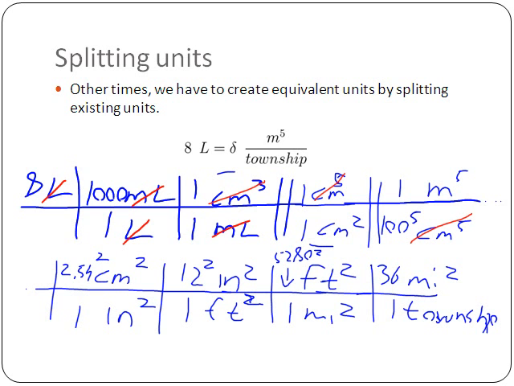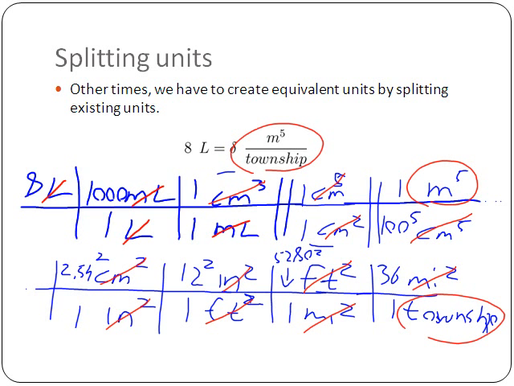Let's make sure our units cancel. We had centimeters squared on the bottom. That cancels with centimeters squared up here. Then inches squared to inches squared, feet squared, miles squared to miles squared. Our final units here are meters to the 5th over townships, which is what we want. So this should work out as long as we just multiply things out properly.